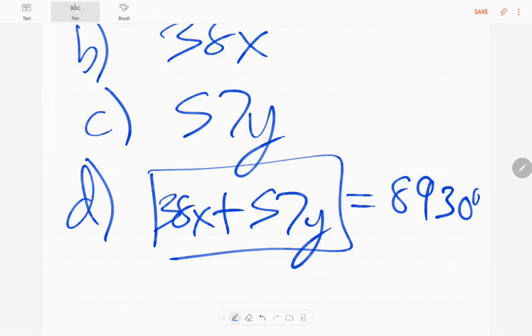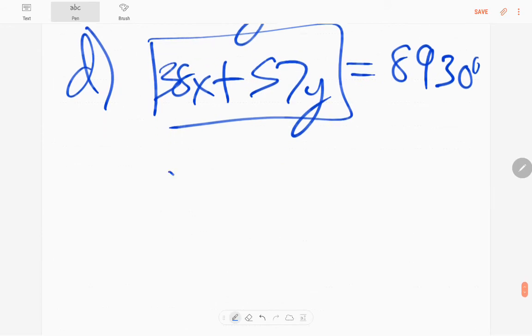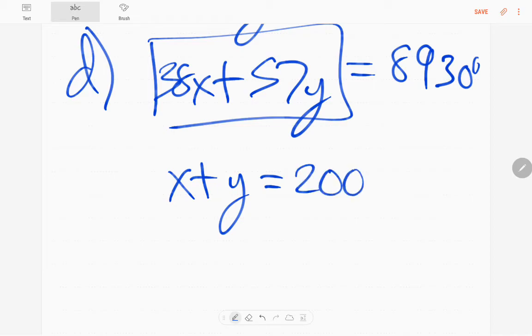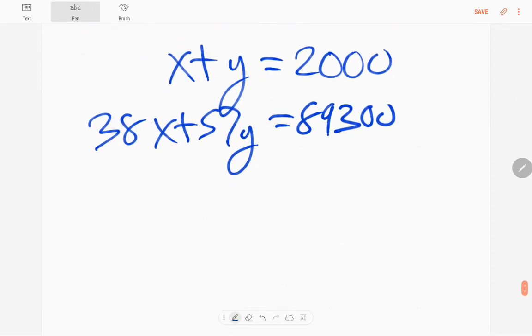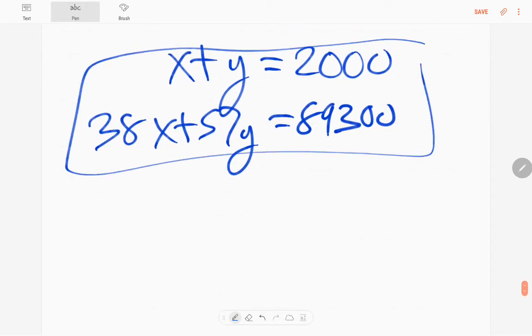So they were kind of forcing us to come up with a system of equations step by step. And now we actually have to solve the system. So let me rewrite it. We had 2,000 tickets, and then we had this second equation. So here's our system. So how are we going to solve this system? Well, we could use elimination. I'm just going to multiply the whole first one by negative 38.